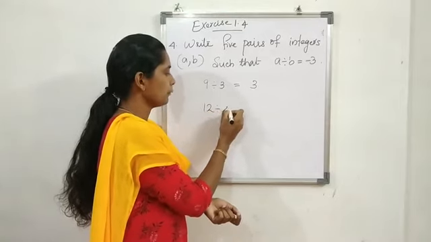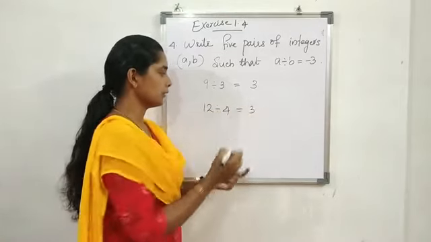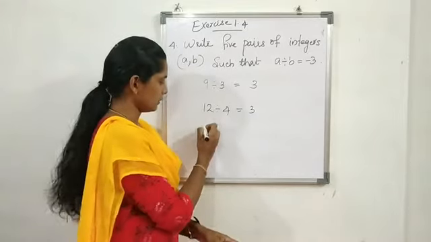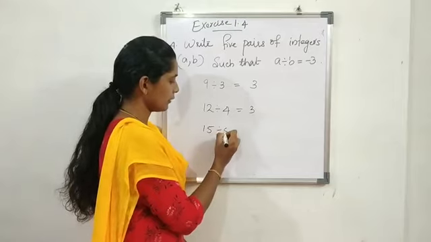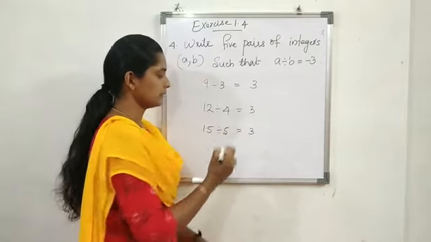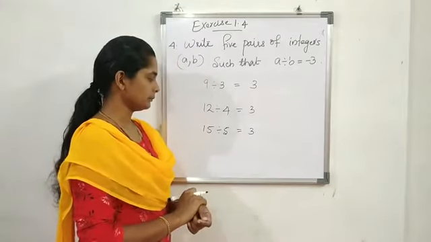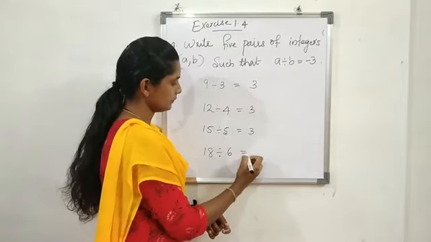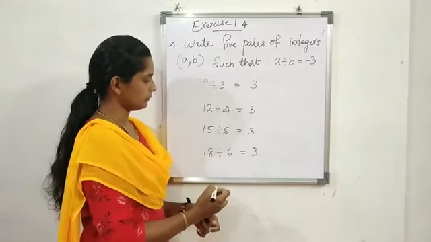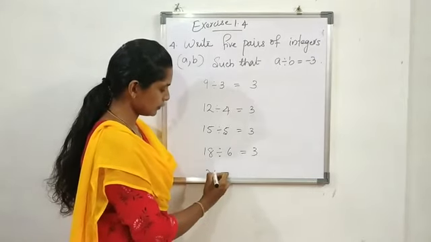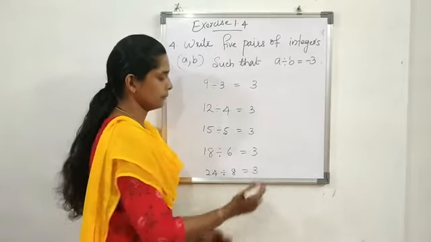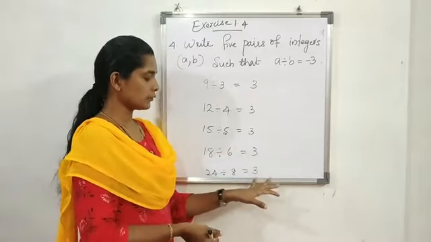12 divided by 4. From the table we will get this one, 4 into 3. Then 5 into 3 is 15. Therefore 15 divided by 5 is also 3. Next, 18 divided by 6 is also 3. 24 divided by 8 is also 3. We will get 5 pairs.